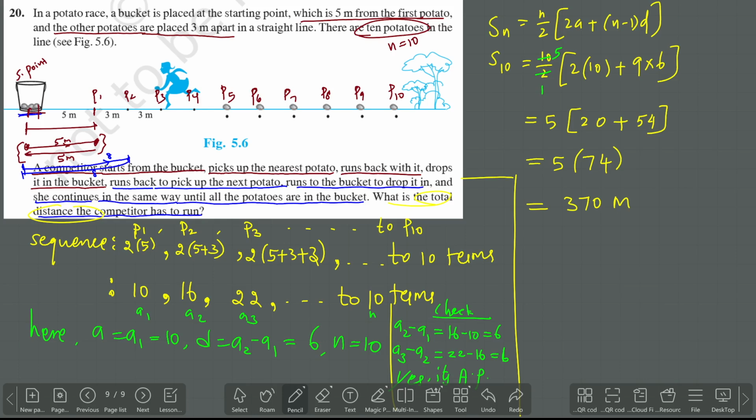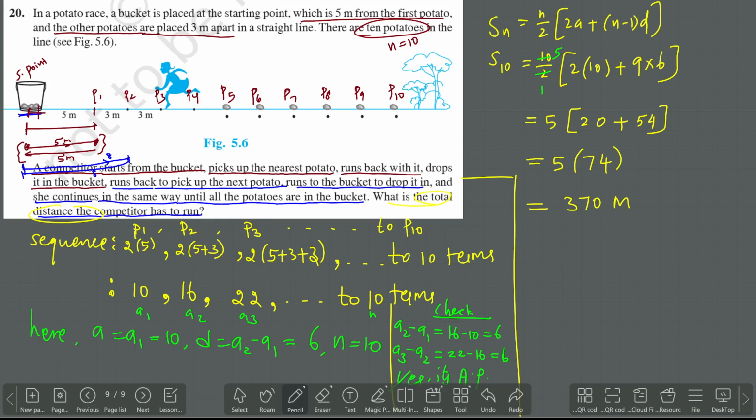If they are conducting this game for a baby, like a first standard, second standard baby, that child has to run this much length. That is a really tough game only. I hope. Just 10 potato, you don't think only 10 potato we have to take, but this much distance they have to run. You understand?